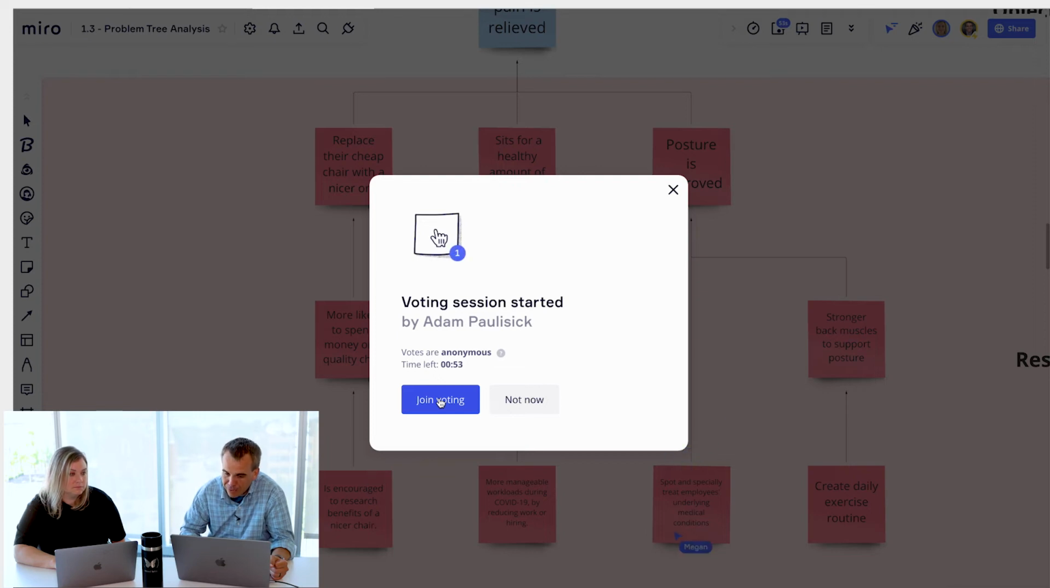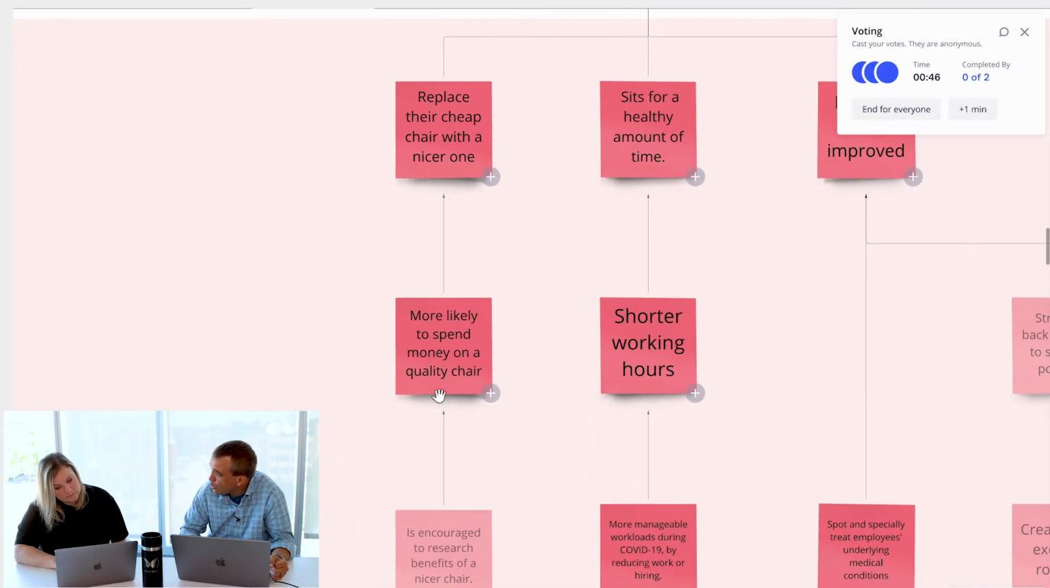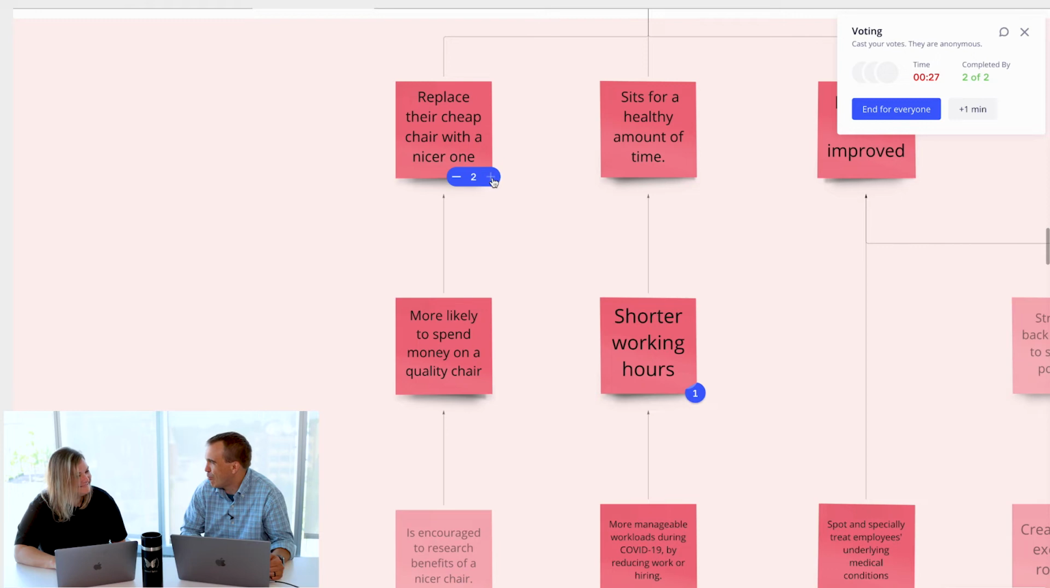Once I click the start button, I can go ahead and choose to opt into the voting. This allows everyone to join you when they are ready, as opposed to forcing people from what they're doing into the starting function. By clicking join, I'm gonna now see that I have, in fact, the ability to click any of the plus signs on any of the Post-it notes. So I am gonna vote for shorter working hours and then replace with 2 votes my cheap chair for a good one. I've been holding out forever and ever.